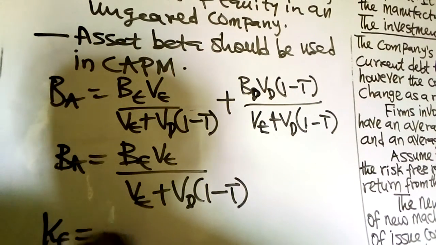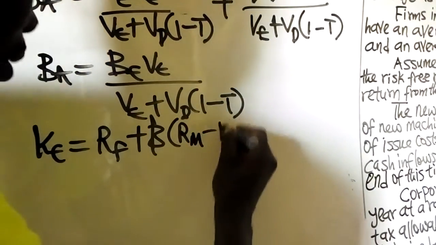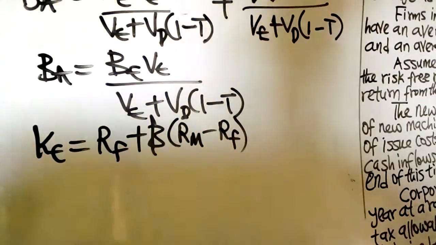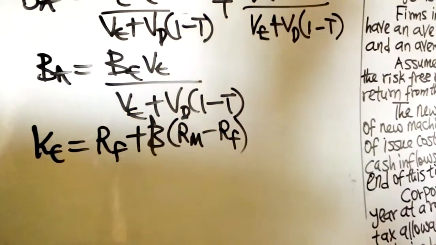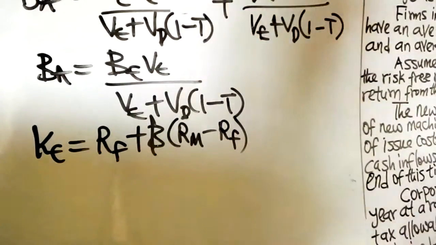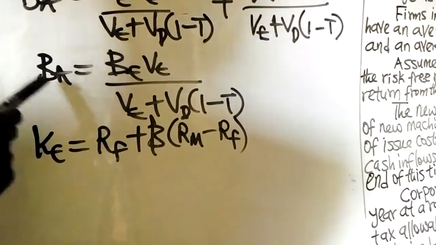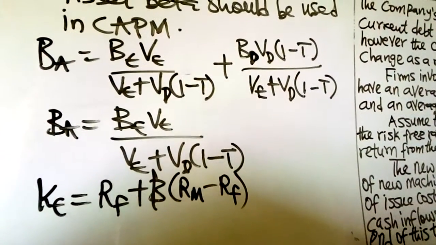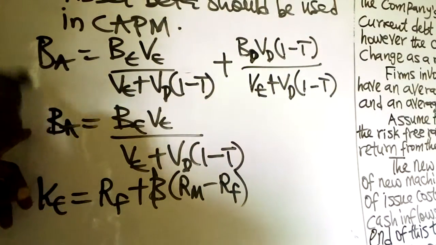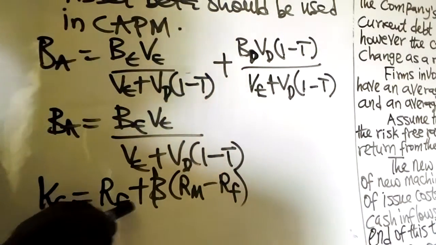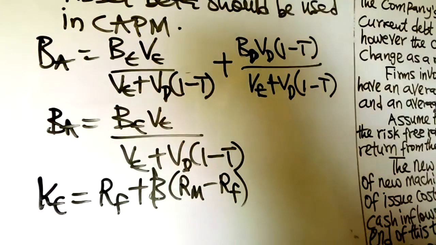The cost of equity in the capital asset pricing model is the risk-free rate plus beta times market returns minus risk-free rate. I've explained each of these variables in my lectures on the capital asset pricing model. The beta will be obtained from this formula. You are going to ungear the investee company in order to obtain their asset beta. The investing company will be taken as the proxy company, so the beta of the proxy company is what will be used, not the beta of the company in question.